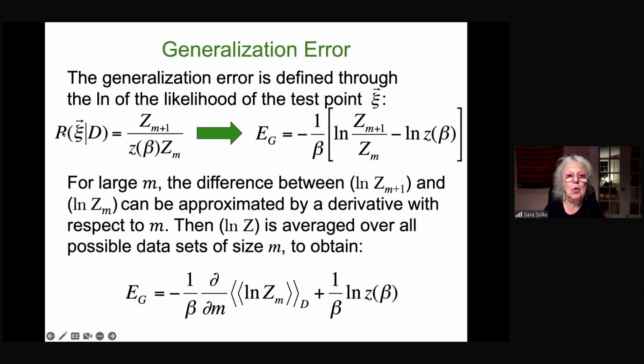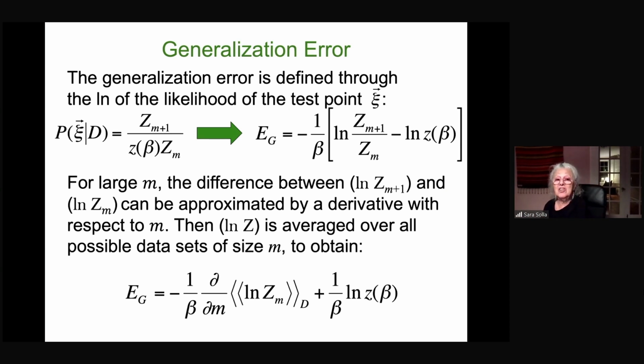So I have been able to compute the probability of psi given the data. I'm going to use the logarithm of this likelihood, the likelihood of the test point given the data, to define the generalization error. I take the logarithm of this, so I have two factors, a logarithm of Cm plus 1 over Cm, and a logarithm of C beta with a minus sign. And I'm going to define this as minus 1 over beta. Minus 1 over beta, this logarithm is the generalization error.